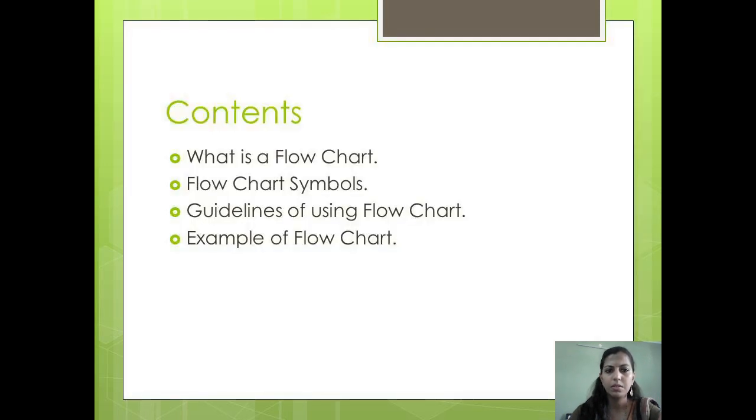Today, we want to discuss the topic flowchart. The topics we are about to cover are what is flowchart, flowchart symbols, guidelines of using flowcharts, merits and demerits of flowchart, and examples of flowchart.